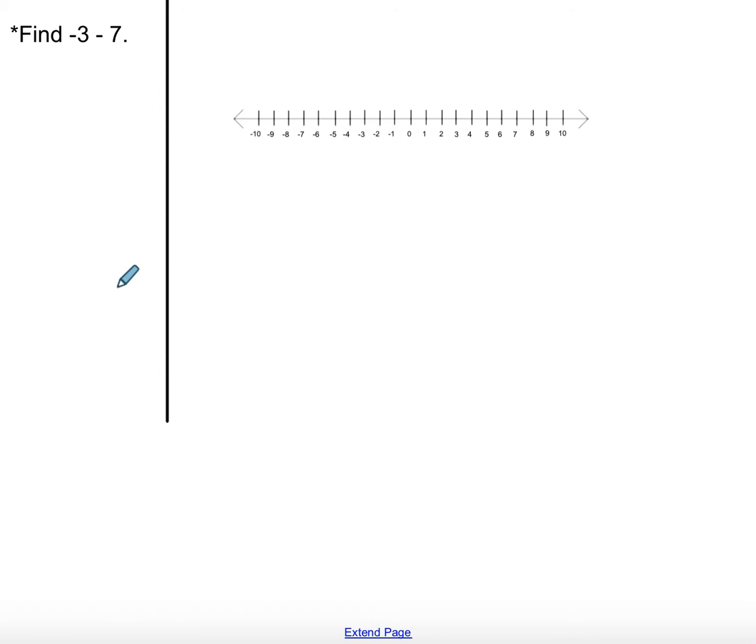Let's try one more. Go ahead and stop the video now. Okay, I start at -3. I'm facing the higher direction. I see a negative sign, and it's 7. 1, 2, 3, 4, 5, 6, 7 is -10.